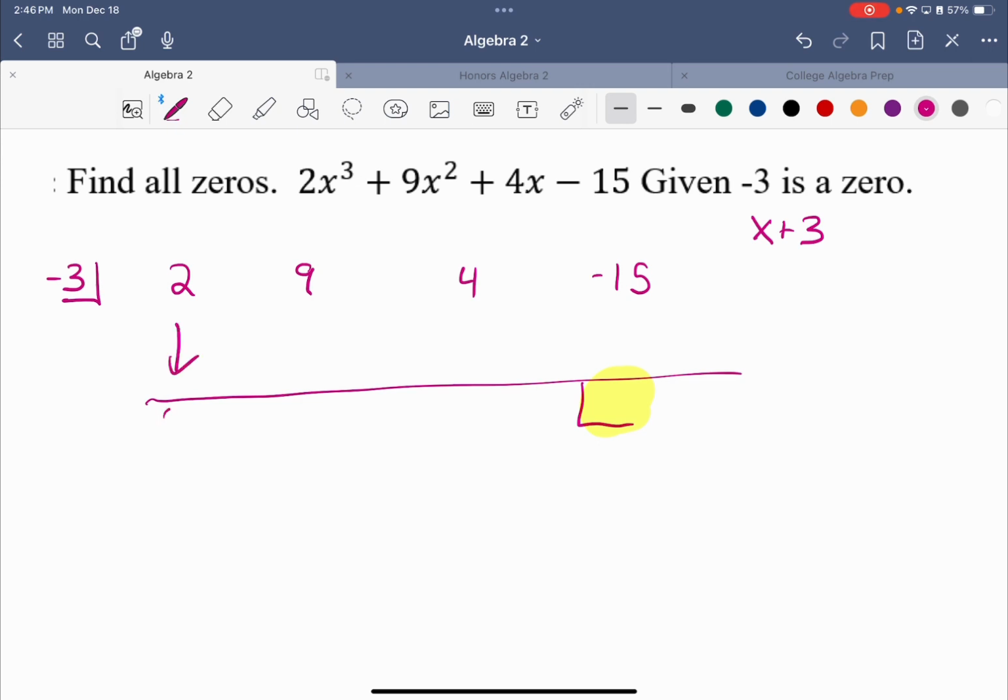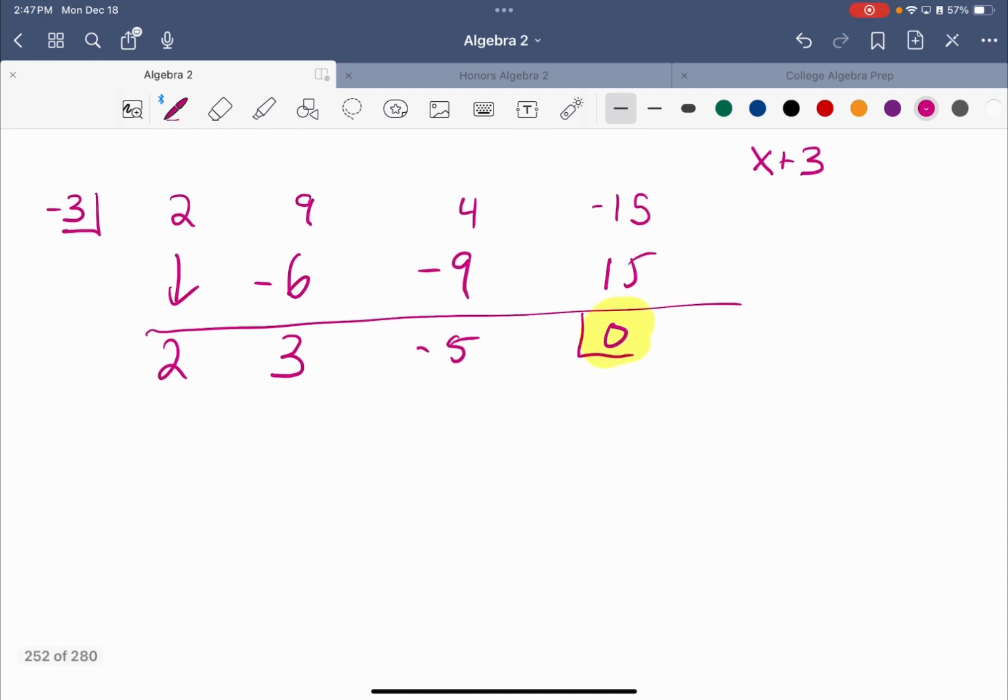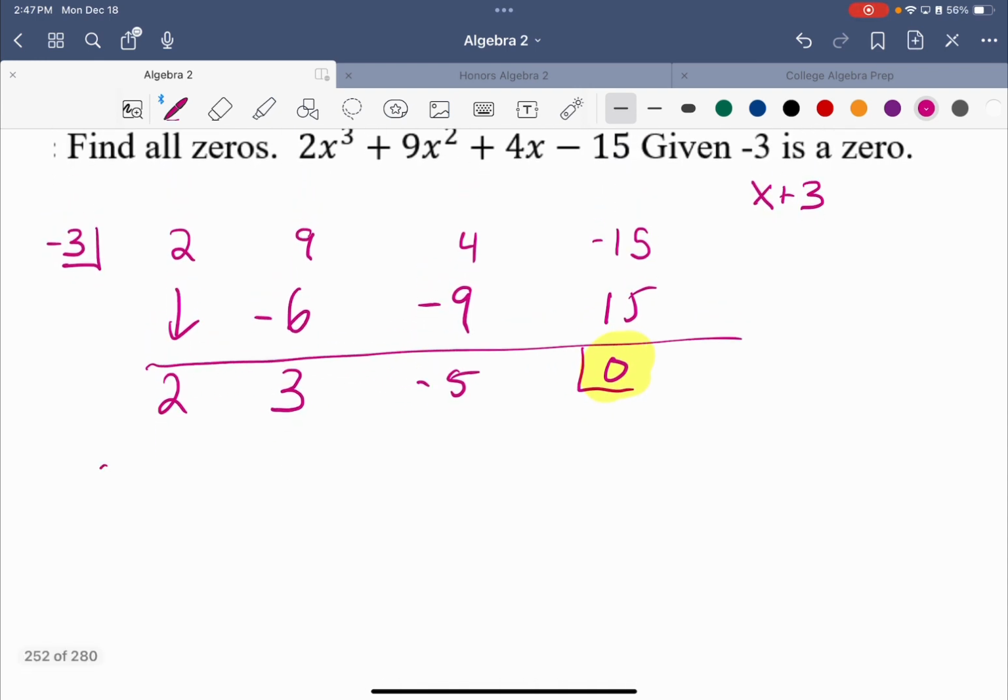So we drop down the 2. -3 times 2 is -6. 9 plus -6 is 3. That's -9. That's -5. That's 15. 0, which is perfect. So now we can write our factors.